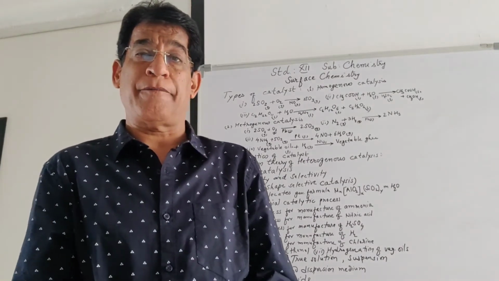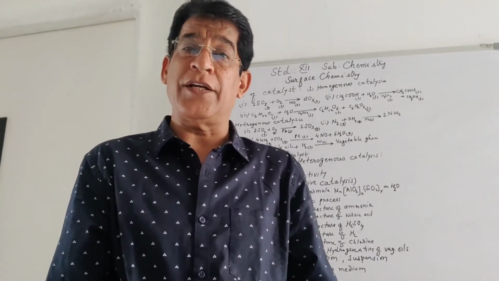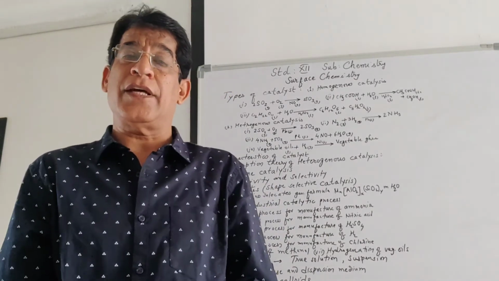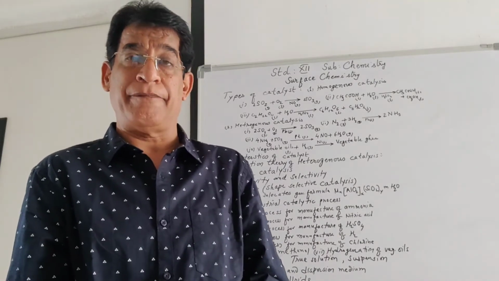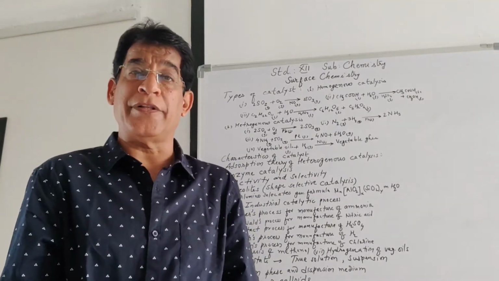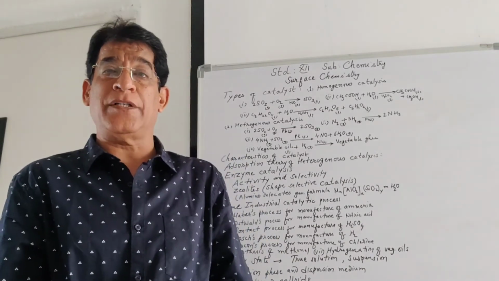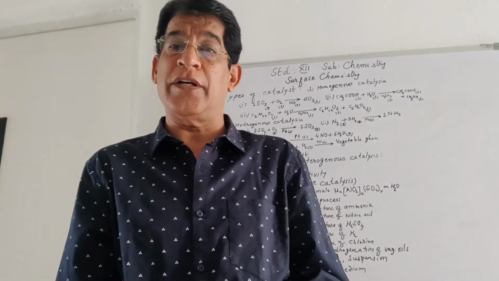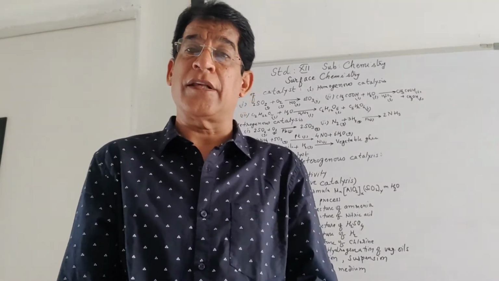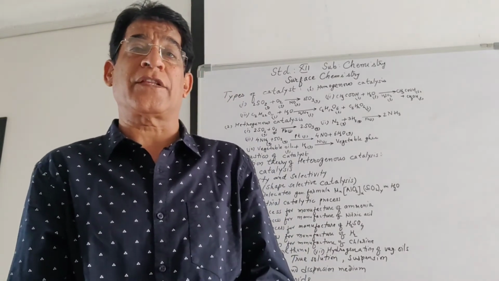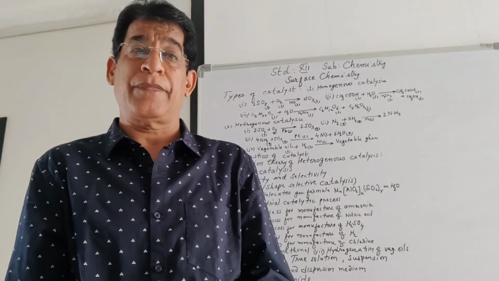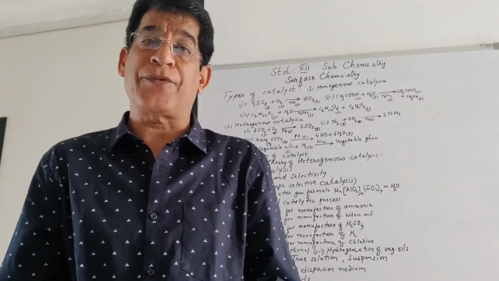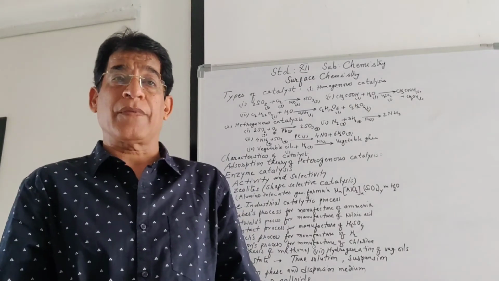Classification of colloids. Classification based on the physical state of the dispersed phase and dispersion medium. Depending upon the physical state of dispersed phase and dispersion medium, whether these are solids, liquids or gases, 8 types of colloidal system are possible. Different types of colloidal system.